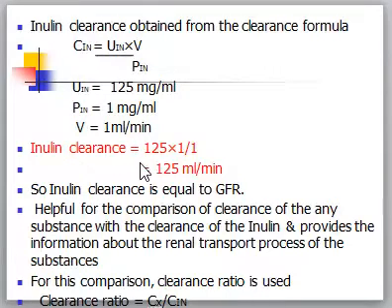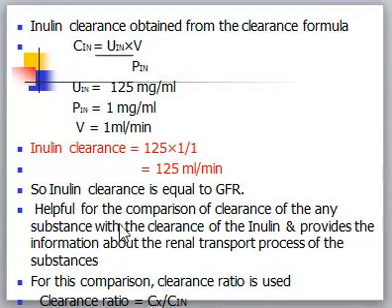Inulin clearance is equal to U into V divided by P, which means the concentration of inulin in urine multiplied by the volume of urine output, divided by the concentration of inulin in plasma. So now you will get the answer, isn't it? 125 multiplied by 1 divided by 1 is 125 ml per minute. So inulin clearance is equal to glomerular filtration rate.